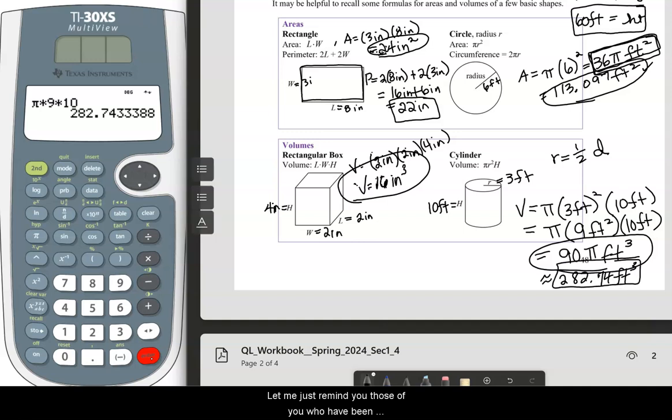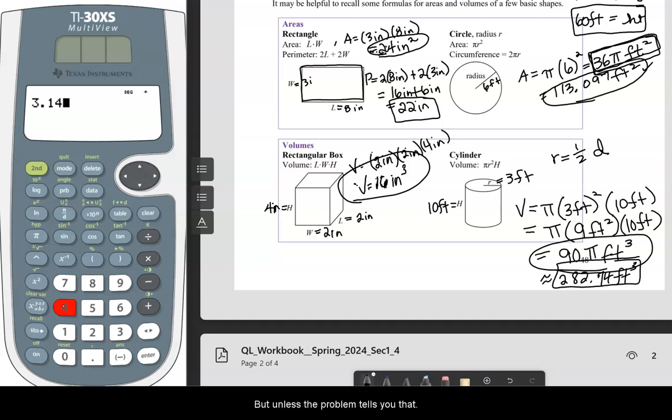Okay, let me just remind you, those of you who have been running into these problems and sent me homework questions, make sure that you do not round until the very end of the problem. It might be tempting to use 3.14 as an approximation for pi, but unless the problem tells you that, do not use it. Use the pi button instead.